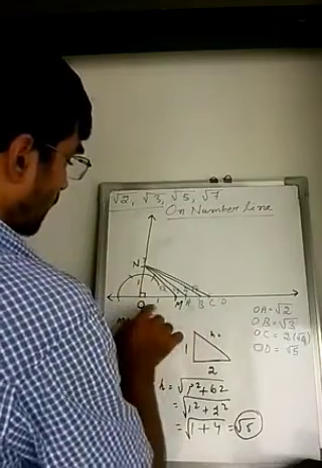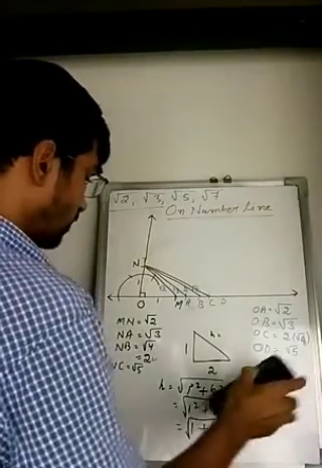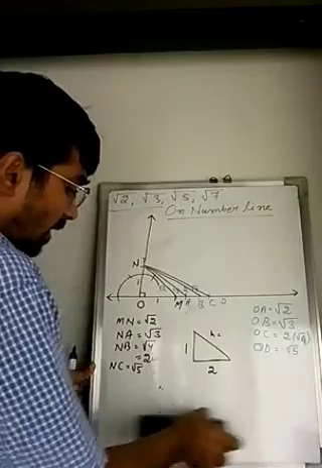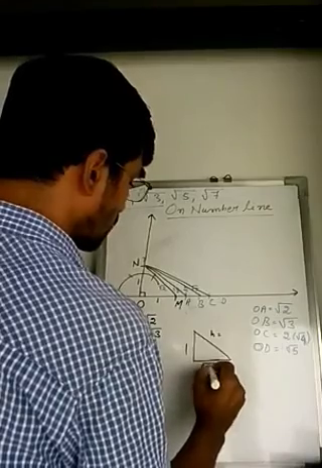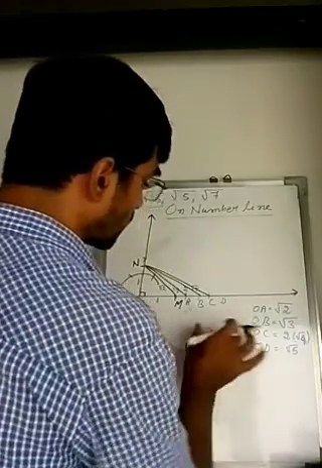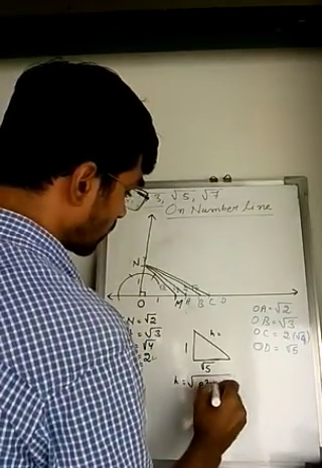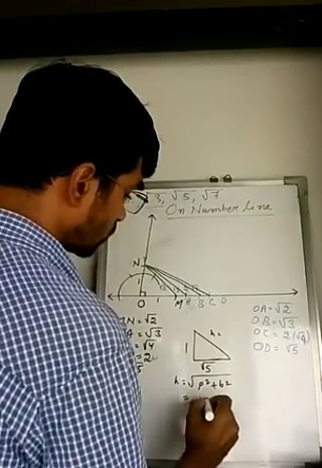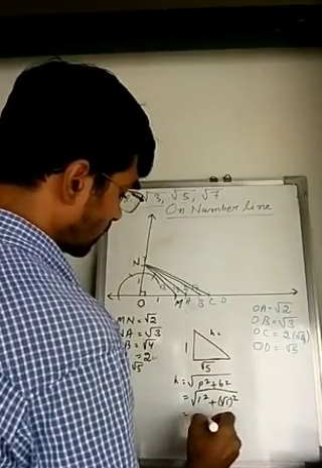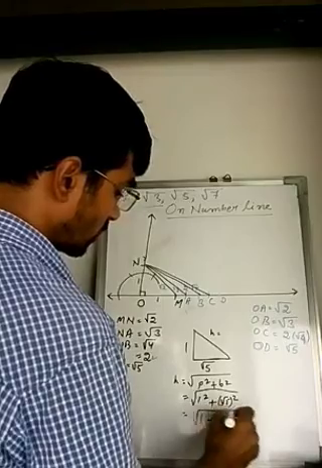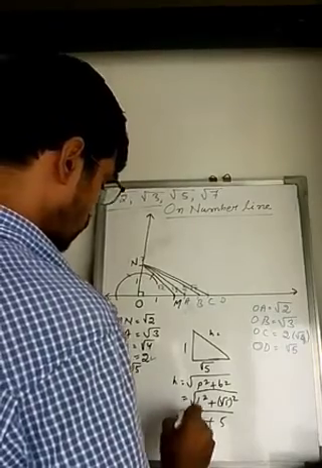Now see here, I got OD as root 5 and ON is what? 1. So again you have to check, in a right angle triangle, if the base is root 5 and the perpendicular is 1, then what will be the hypotenuse? We can check it. H square equals P square plus B square. So P square means 1 square, B square means root 5 square. 1 square means 1, root 5 square means only 5. So this will be root 6. Right? H equals root 6.